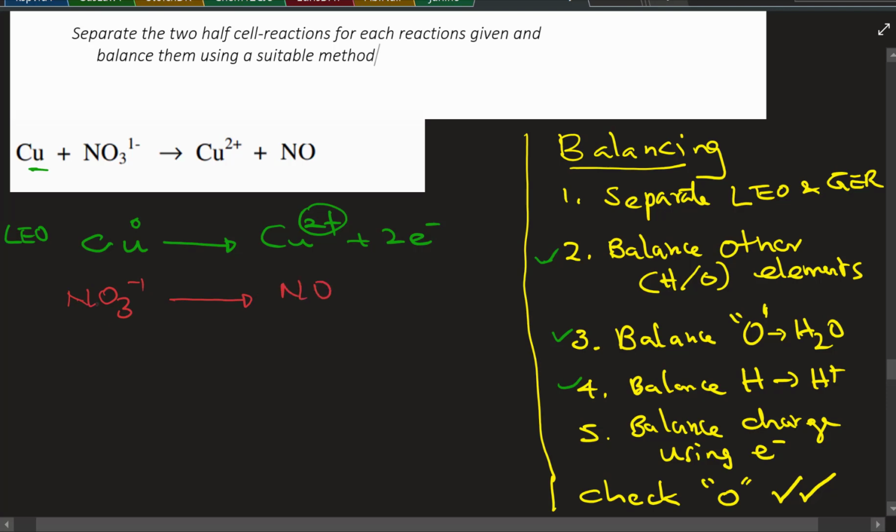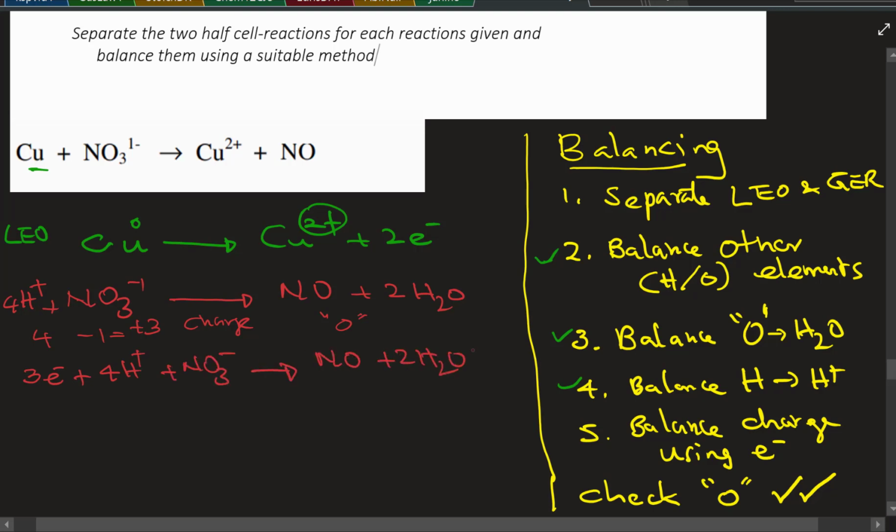Let's look at this one. NO3 minus goes to NO. Now we have to balance oxygens first. 3 on the left, 1 on the right, so add 2 water. Now the H plus balance: add protons, 4 on the right, and we need 4 on the left, right? Now check the charges. Your right has 0 charge, your left has 4 plus and 1 minus, that's 3 plus. You need 3 electrons on the left. So 3 electrons, 4 H plus, NO3 minus goes to NO, 2 water. So that just copies everything one more line, right?